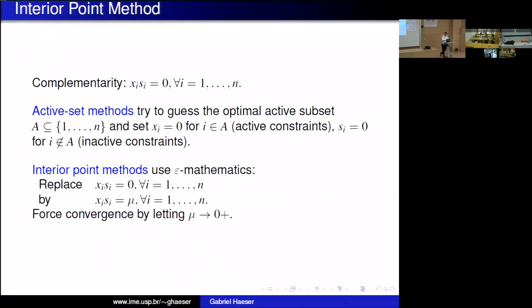I think that this is repeated here. This is complementarity. Active set methods try to guess the optimal active subset and change it at each iteration. And the interior point methods use epsilon mathematics. This is a phrase from Professor Gondzio. The idea is to replace this difficult constraint by this easy constraint, and you force convergence by letting mu go to 0.